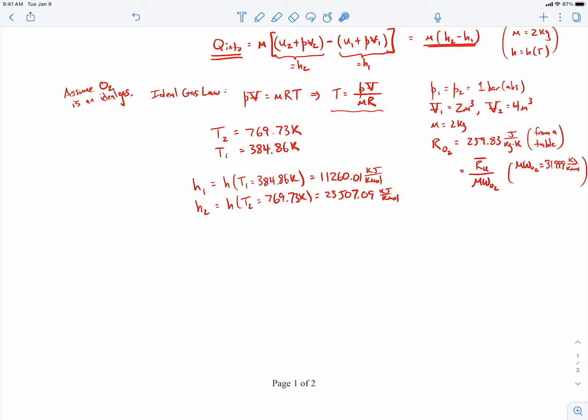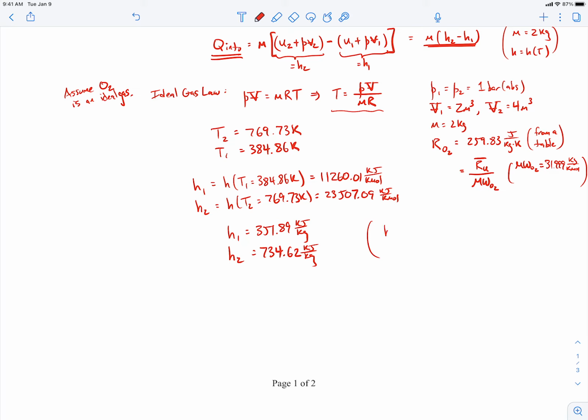Now again, these are in kilojoules per kilomole, so if you want to find them in kilojoules per kilogram, you divide this by the molecular mass, which we gave over here. So take that 11,260, divide by the 31.999, and that will give you the specific enthalpies in terms of kilojoules per kilogram. So H1 then would become 351.89 kilojoules per kilogram, and H2 is 734.62 kilojoules per kilogram.